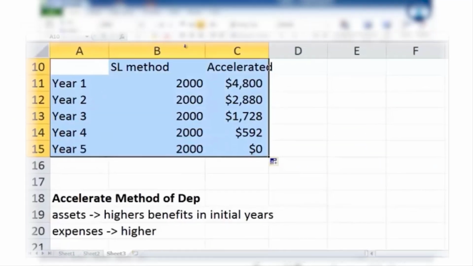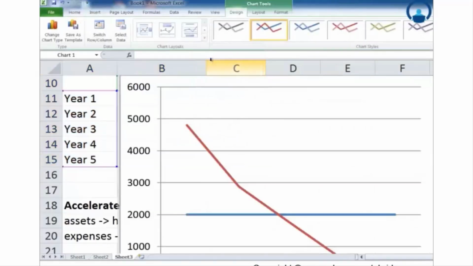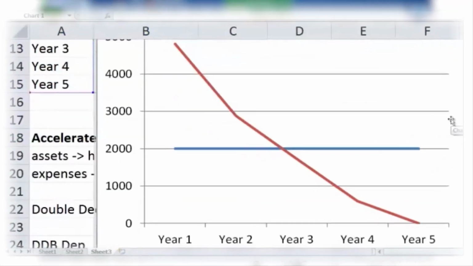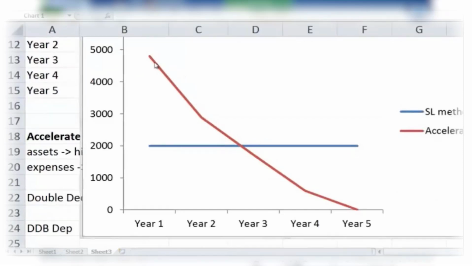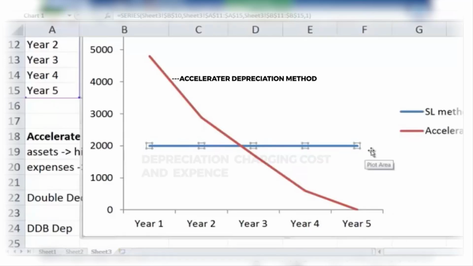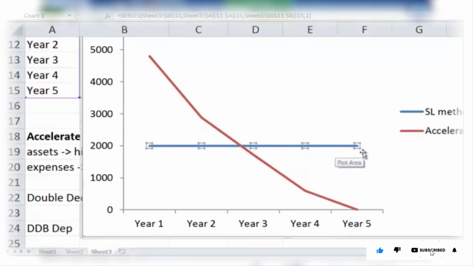So if we could quickly make a graph and see this visually, we'll probably be able to represent this in a much more meaningful way. So the red line essentially corresponds to the accelerated depreciation method, higher depreciation in initial years. The straight line method of depreciation is just about charging the constant depreciation expense for all the years. So this is the main difference between the two.